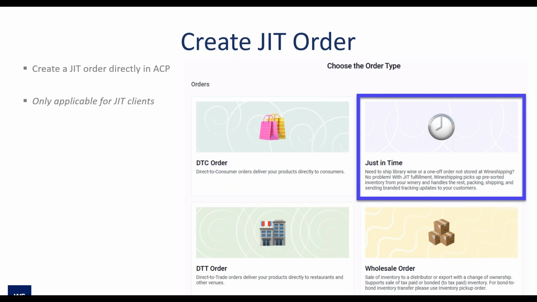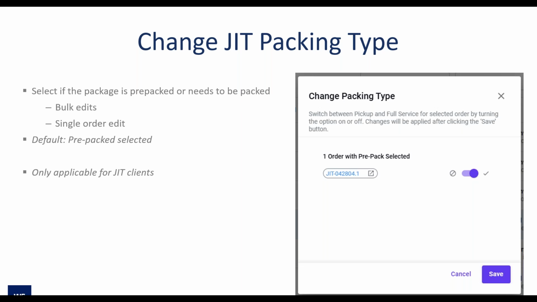But we've improved the just-in-time order creation feature. So what this allows you to do is select if the package is pre-packed or needs to be packed. And you will see here that you can change the packing type right over here, orders with selected pre-packed or not. So that allows you to be able to edit that. Is your order coming here where you packed it at the warehouse, or do you want wine shipping to pack those bottles for you?